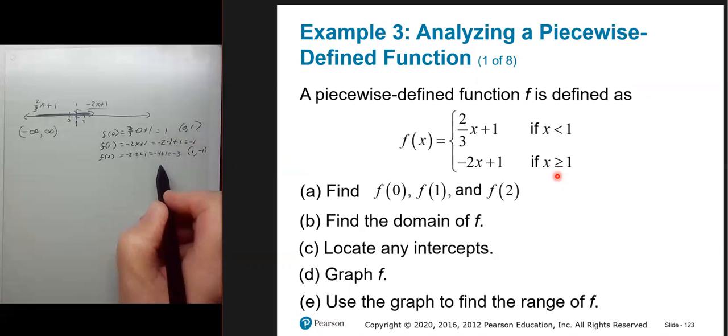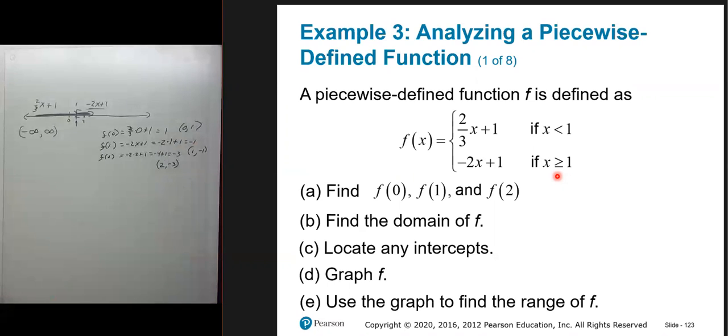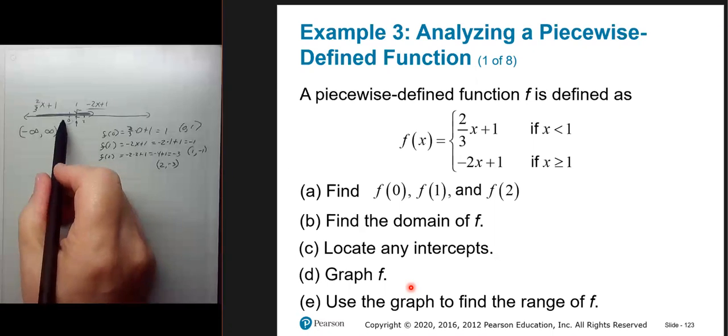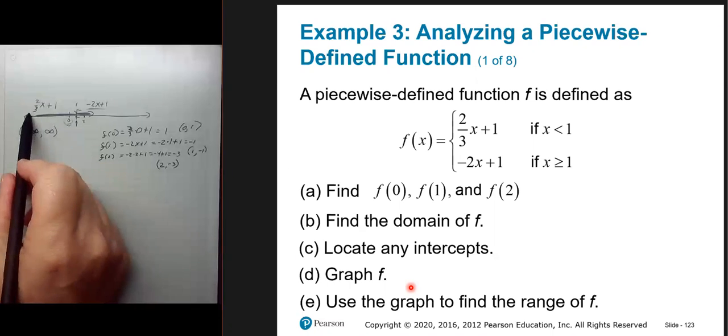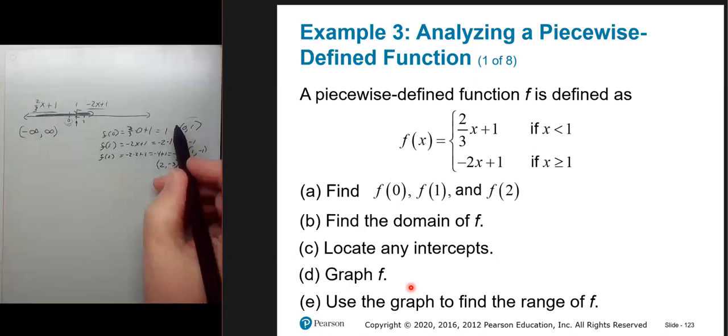So that's the point 2, negative 3. The reason I did this is because they asked us to graph. And so here I have some points that I can use to graph. Locate any intercepts. So the y-intercept is easy to find because that's putting 0 in for x, using this domain, which we already found.